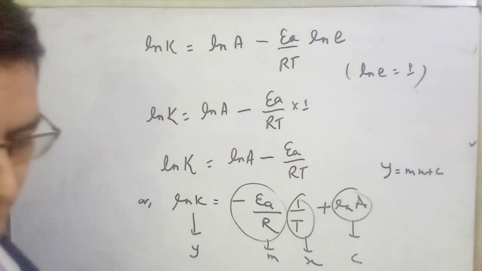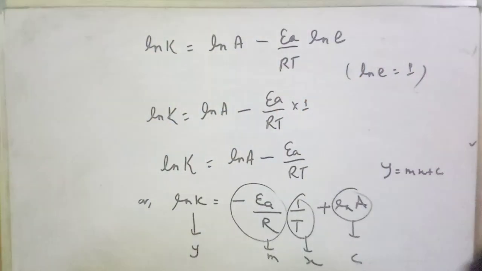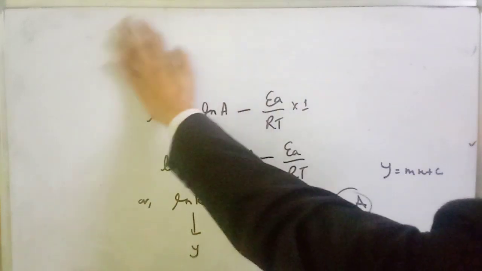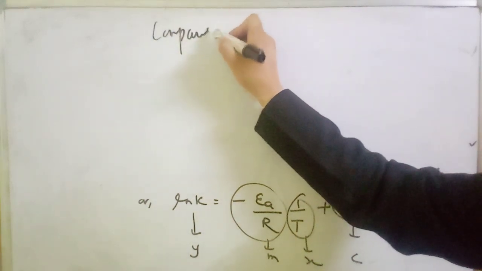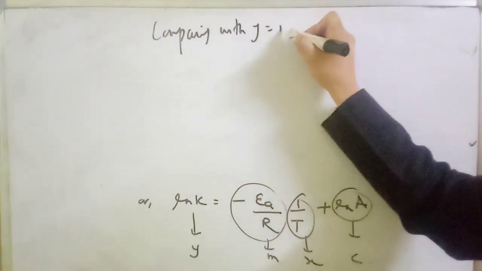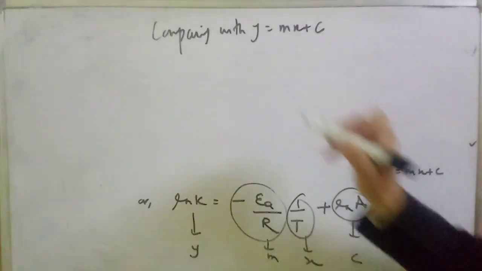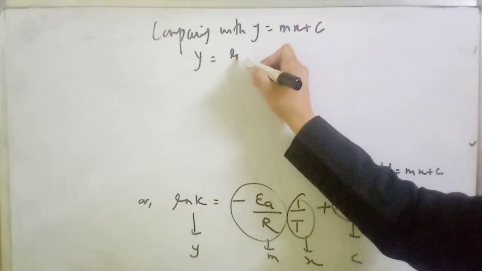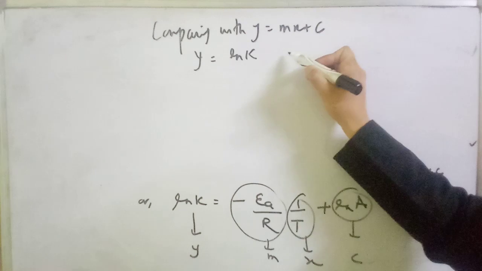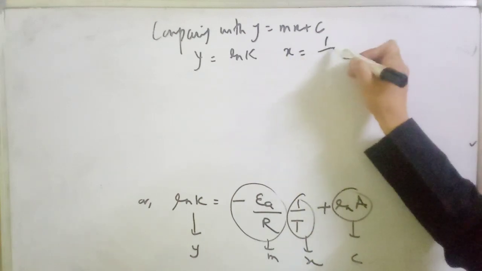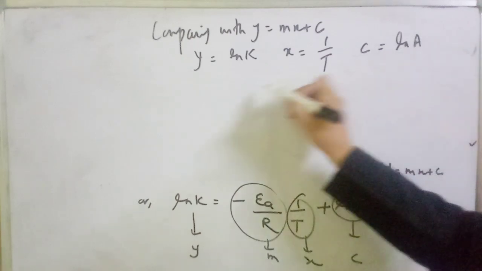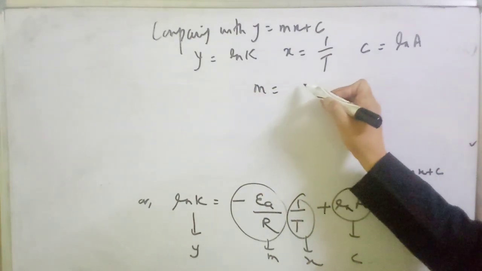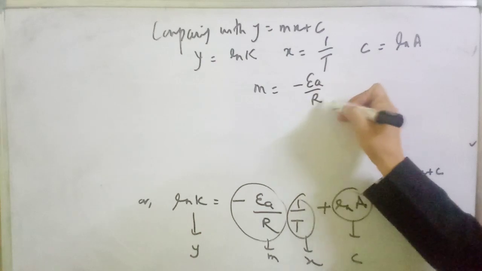So if you compare this equation with y equals mx plus c, then you definitely get a straight line, you definitely get a plot. In place of y you can put ln k, and in place of x you can put 1 by T, and similarly the y-intercept c will be equal to ln A, and the slope will be equal to minus Ea upon R.